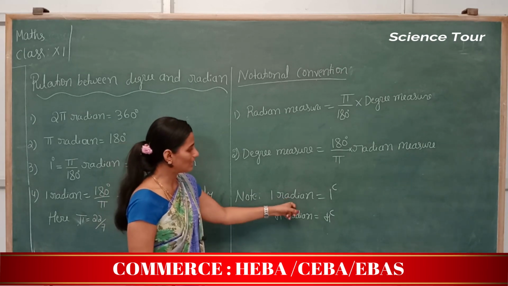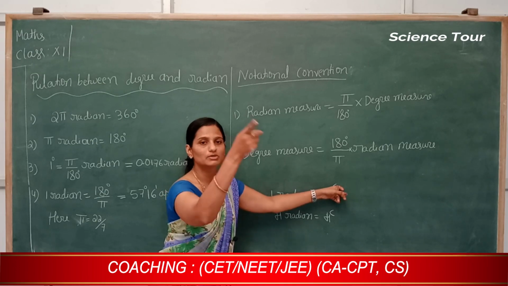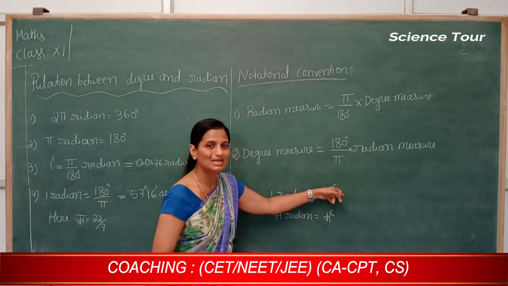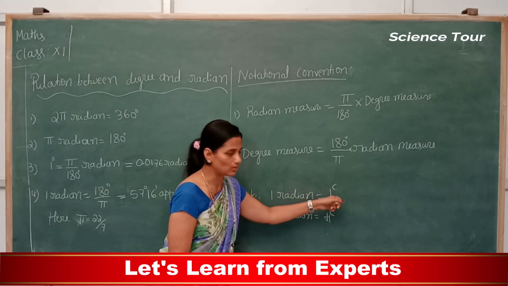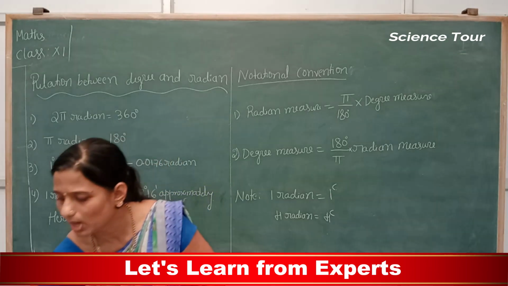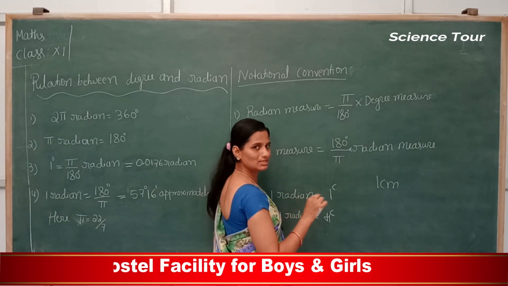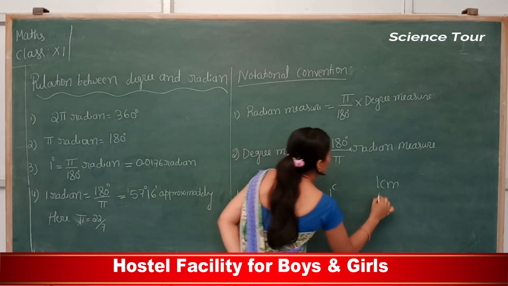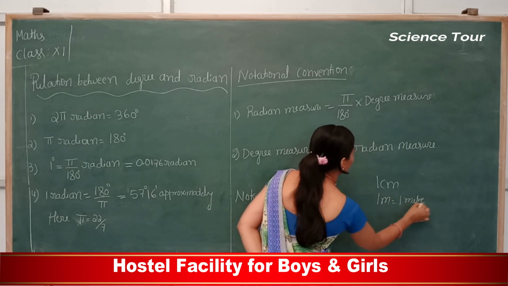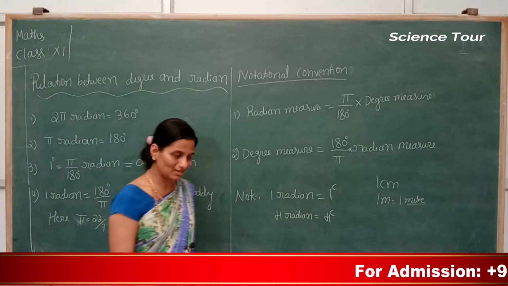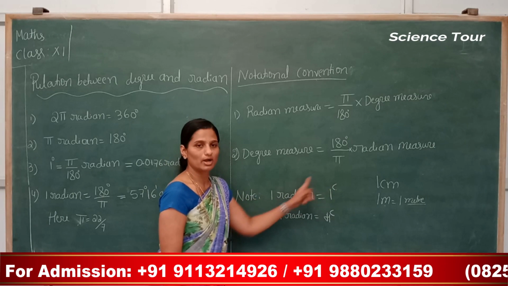See, 1 radian can be written as 1 power c. Sometimes they will give 3 power c. What is the meaning of that? It is 3 radian. This is the notation. Like you write 1 cm, which means 1 centimeter, and 1 m means 1 meter. Similarly, instead of writing 1 radian, it can be written as 1 power c.